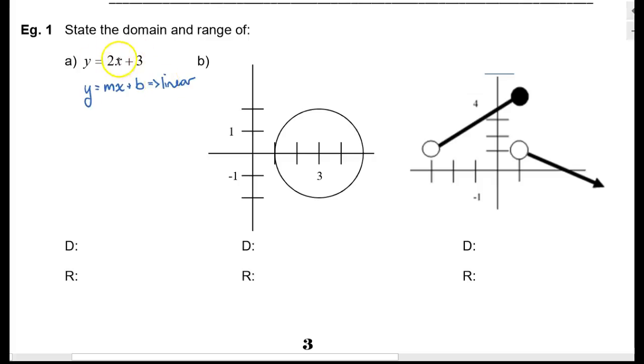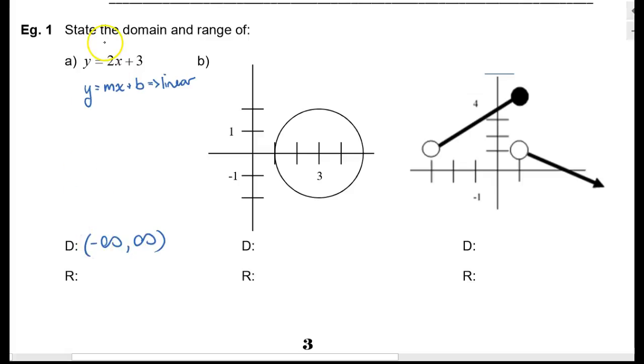There's no reason that I can't choose any number for x. So my domain is going to be from negative infinity to positive infinity. And remember, round brackets for values that can't be reached, and I always list my lower value first.